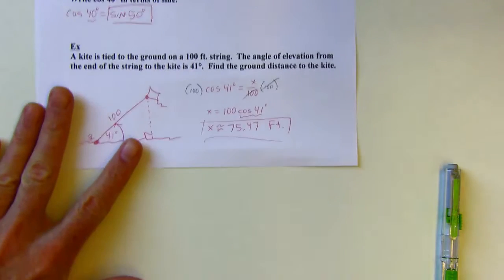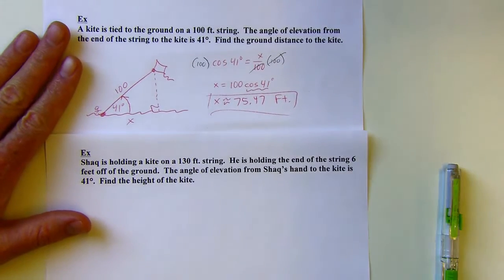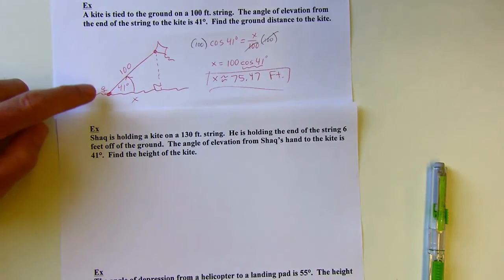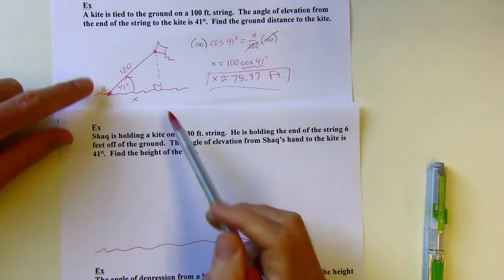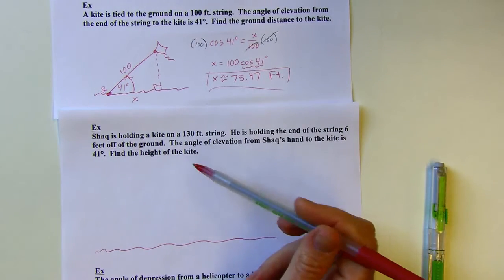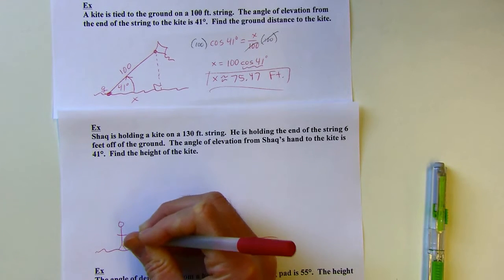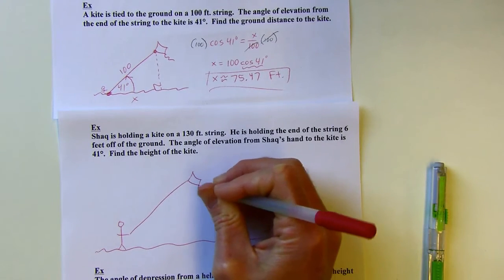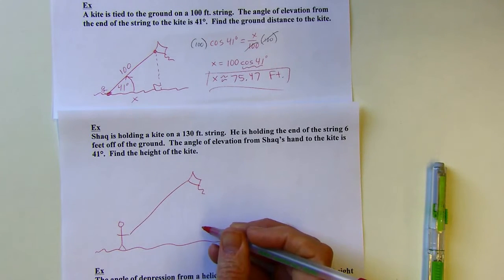Okay. All right, let's try another one. This one is a little bit more complicated, with a little bit more that can go wrong on this next problem. The only real difference is that this is another kite problem, but in the last one, our kite was tied to the ground. This time, Shaq is going to be holding the kite. Okay, so here's Shaq, and there's my kite. That means the whole triangle is going to be floating off of the ground.